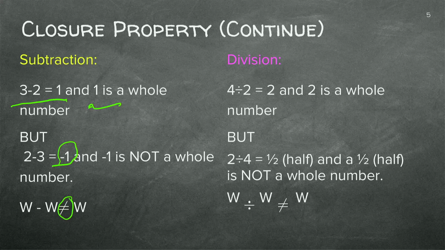And then with division, if we, for example, divide 4 by 2, we get 2. And 2 is a whole number. But if it's the other way around, and we divide 2 by 4, we get a half. And a half is not a whole number. So that's why we cannot say that a whole number divided by a whole number does not always equal to a whole number. And that's the closure property.